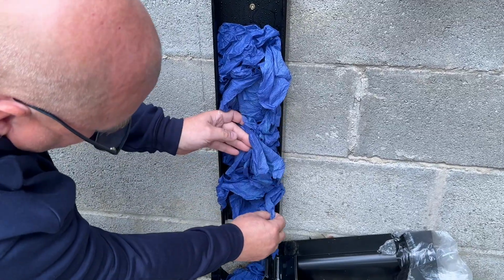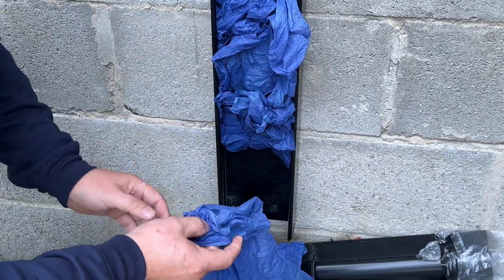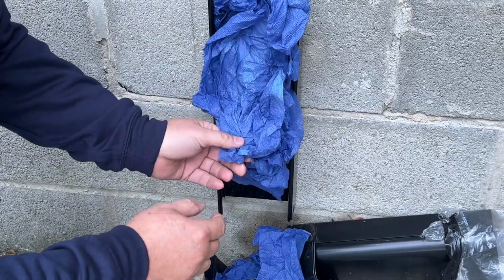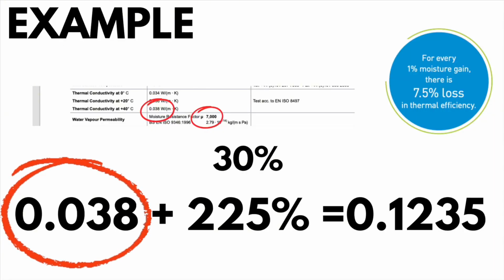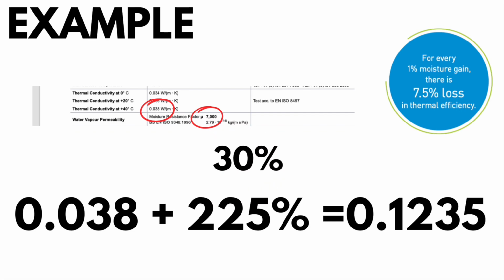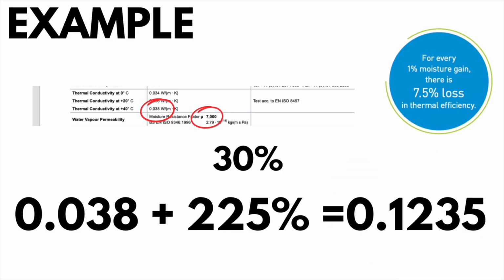And if you don't check it, you don't take the covers off, that will be a serious effect on the insulation. But how? Well, there we go. There's an example. So the thermal conductivity level is 0.038. 30% moisture would then add a 225% increase to the thermal conductivity. So really, when it's wet, that makes it 0.1235. From the videos we've seen, it's a lot more than 30%.